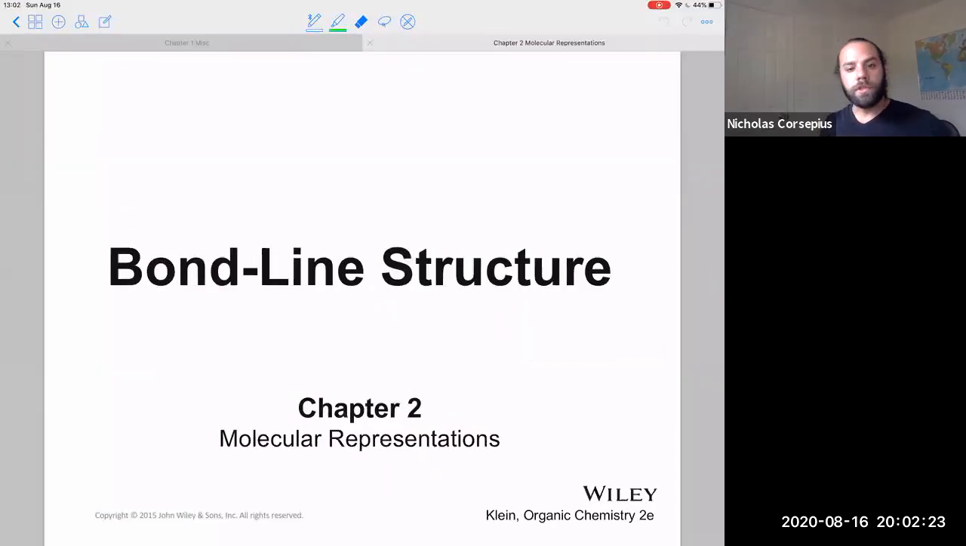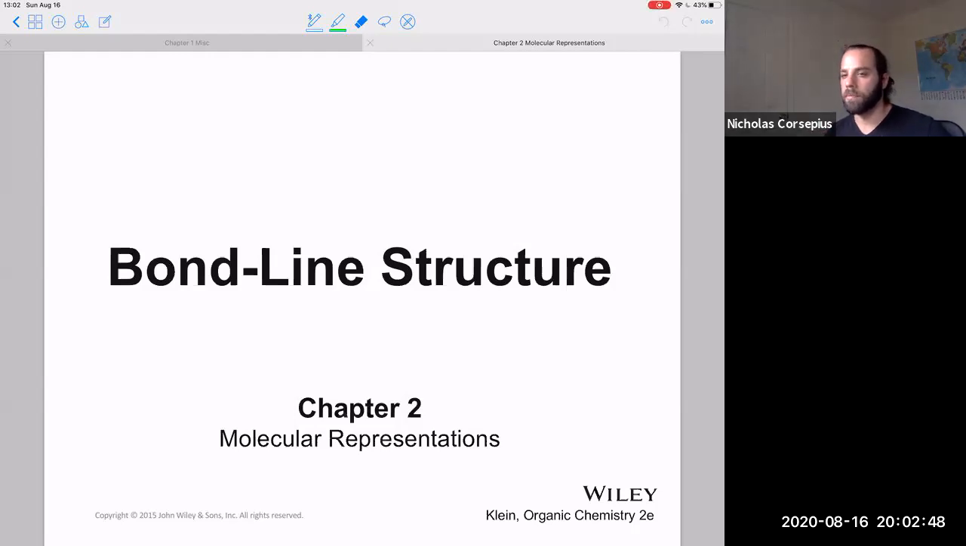Okay, so condensed structures are really great for conveying structural information in one line, which is very useful. For example, websites will tend to use them a lot. They are something that is important to know, but the real way that we're going to be doing it over and over and over again is through what are called bond line structures.